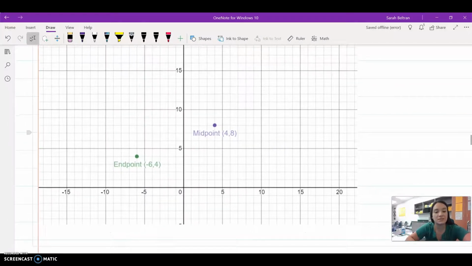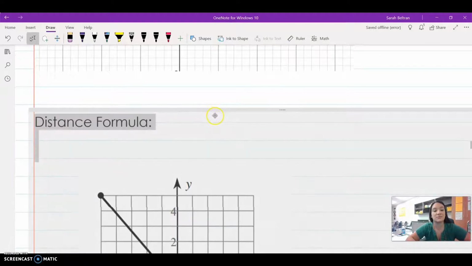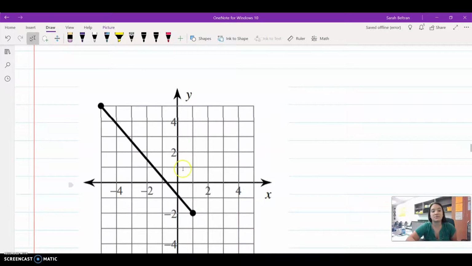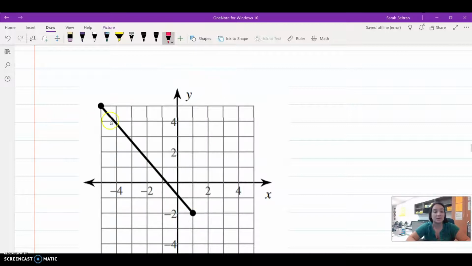Okay, now you've had a minute to answer the question. We're going to go over something new. It's called the distance formula. First I'm going to show you what the distance formula is, but before that I want to talk to you about the Pythagorean theorem. This is something you went over, I believe, in middle school.